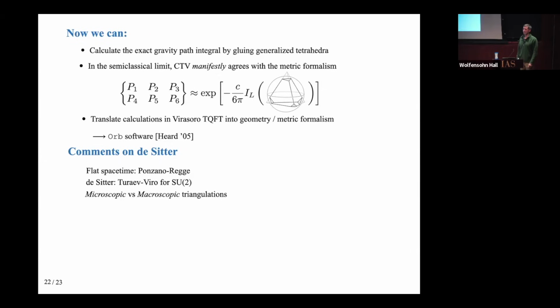Turaev-Viro theory is defined more on SU2. It's more established for SU2. The standard Turaev-Viro theory has mostly been studied for the SU2 case, which is related to Chern-Simons.